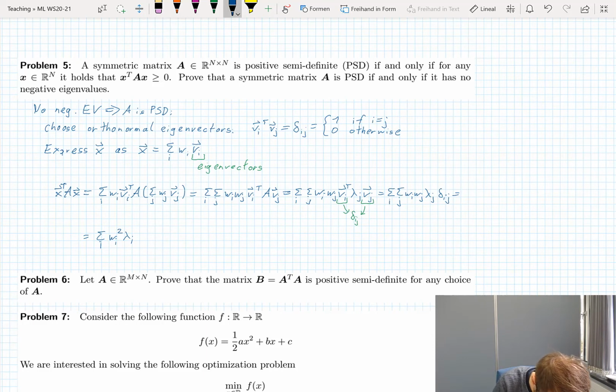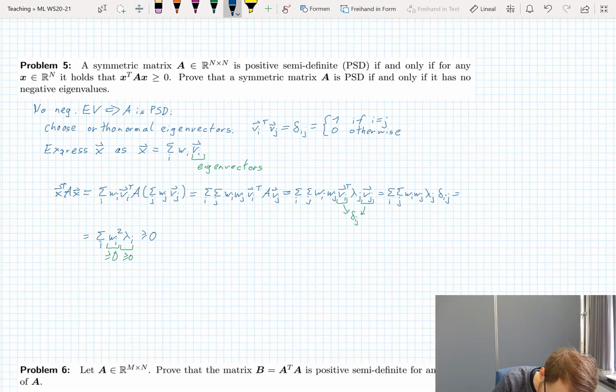And w_i squared has to be greater or equal 0, right? Because it's squared. And then we know that the eigenvalues are non-negative. So this is greater or equal 0. So then we know that the whole thing together is also greater or equal 0. That's the first part. Now to the second part.